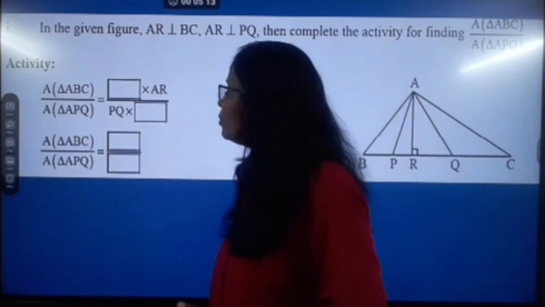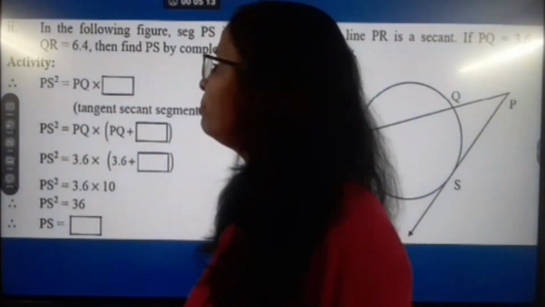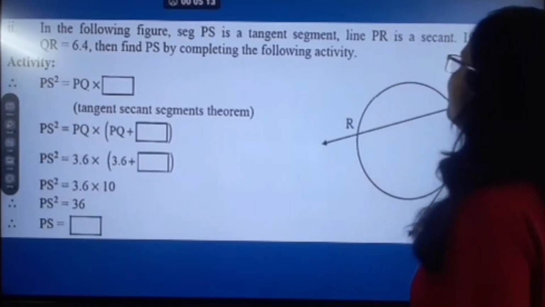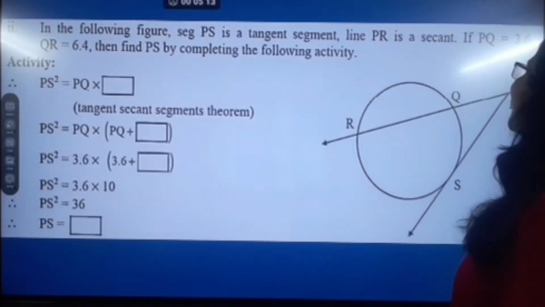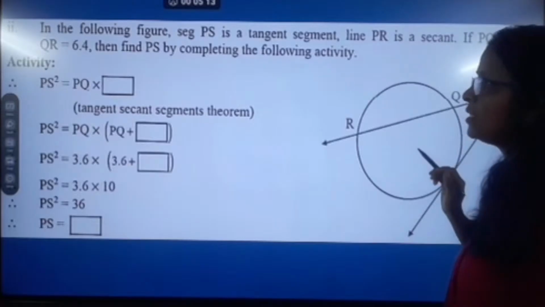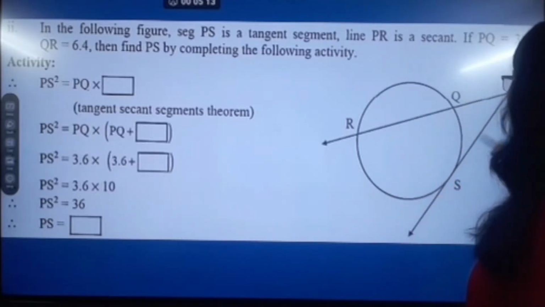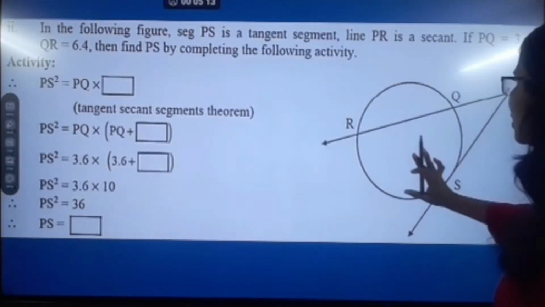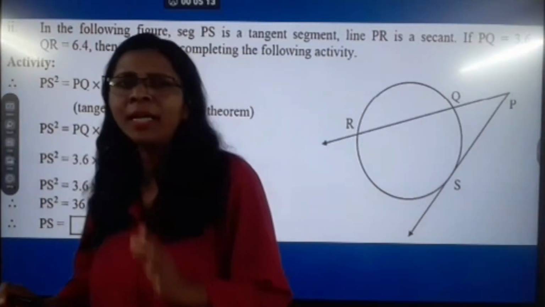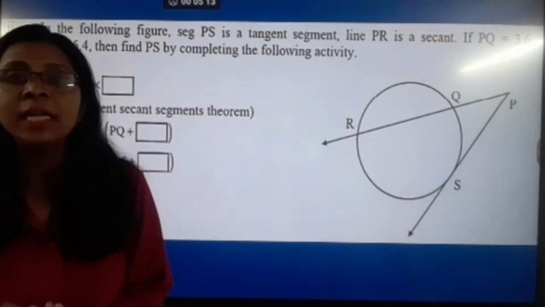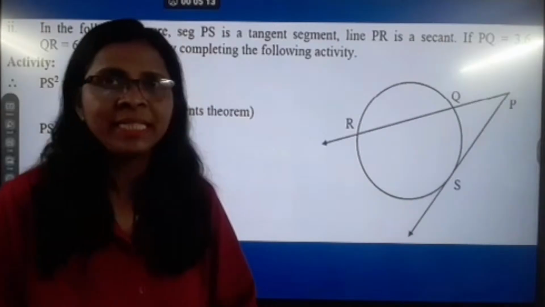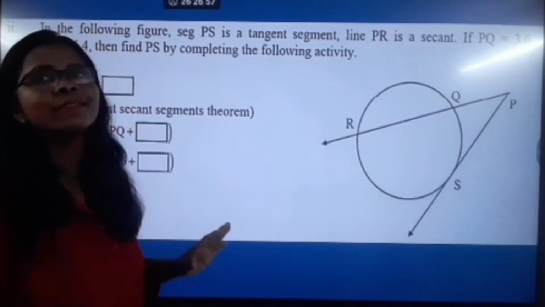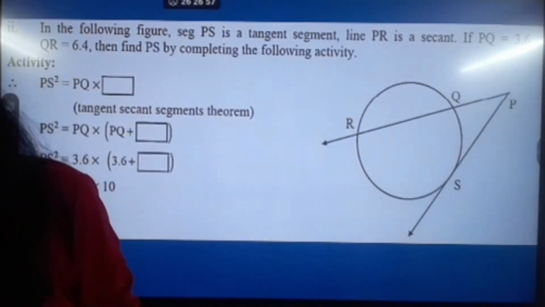Okay, students. So next example, see the next example. In the following figure, segment PS is a tangent segment and line PR is a secant. See here, PS is a tangent. Students, observe this figure carefully as per the given information in the example. The example says that PS is a tangent and PR is a secant, students.